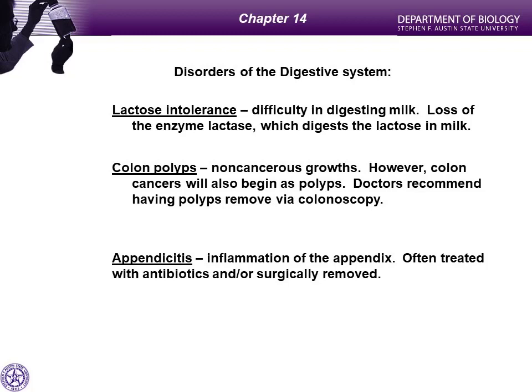Now, in your intestines, especially as you get older, in your colon especially, you may have these little pockets that start to branch out into the middle of your intestine. They're called polyps. Now, these polyps are typically non-cancerous, but doctors don't generally like to see a lot of polyps because they can, in some cases, become cancerous. So they'll typically go in and have them removed. That is via this process called colonoscopy.